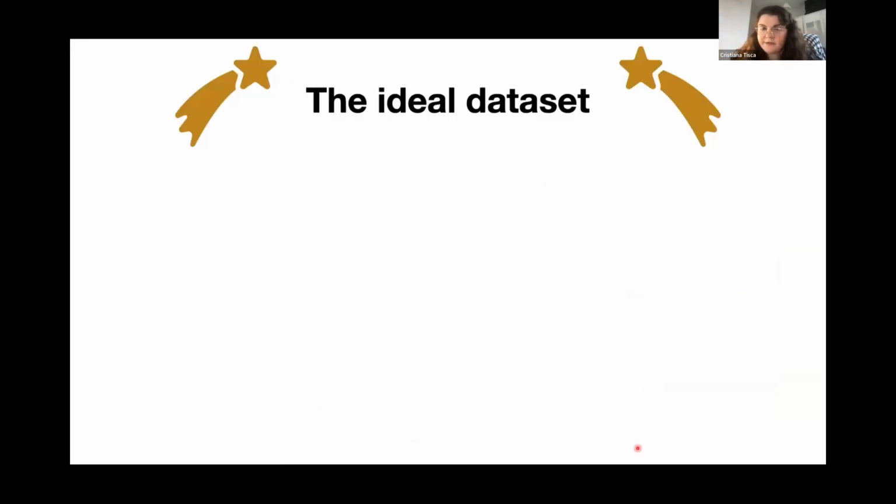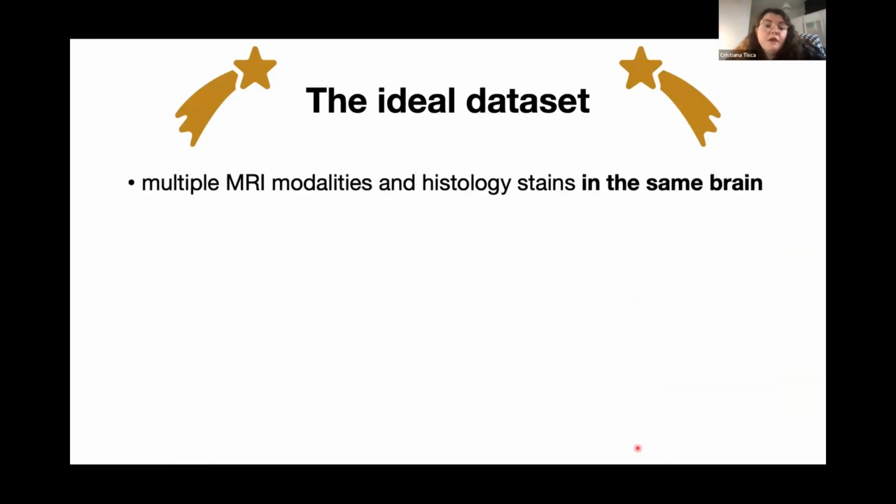So what does our ideal data set look like? In order to fully benefit from the advantages of both MRI and histology, we would ideally want to acquire multiple MRI modalities and multiple histology stains in the same brain. So diffusion-weighted MRI, structural imaging, quantitative susceptibility mapping, parametric mapping, as well as the multiple histology stains that I've shown you earlier.